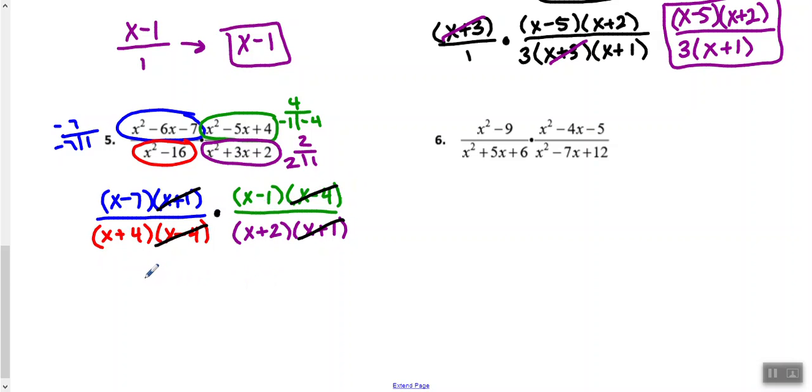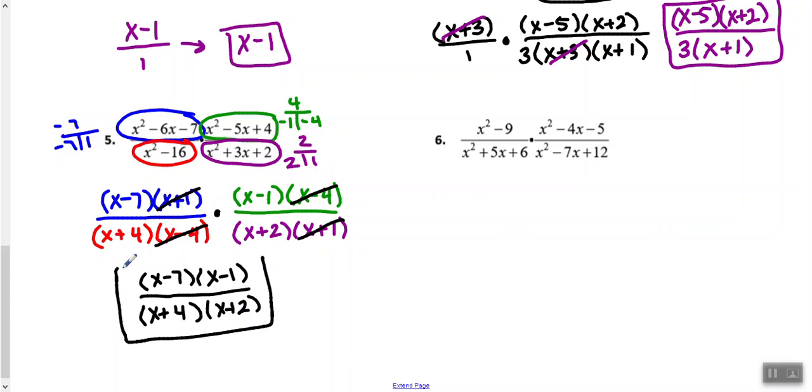So then I am left with parentheses x minus 7 and parentheses x minus 1 on the top, and then parentheses x plus 4 and x plus 2 on the bottom. And that's my answer. So again, for number 6, you can pause it and try it on your own, or I am going to walk through this one as well.